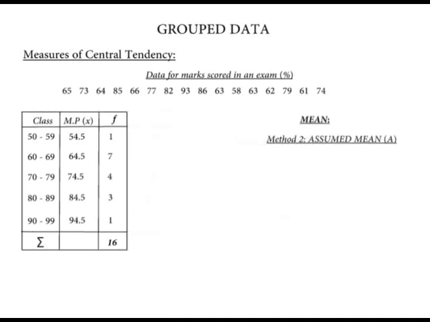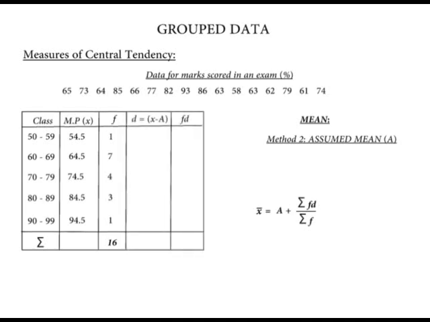For the assumed mean method, mean is given by A plus summation of FD over the summation of frequency. Looking at the formula, it means we choose an assumed mean A and then get another column for D and another one for FD. Recall that D is equal to X minus A and that X in grouped data are the midpoints. So let's take an assumed mean of 74.